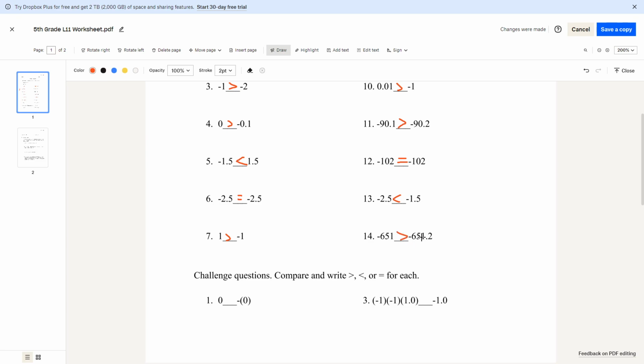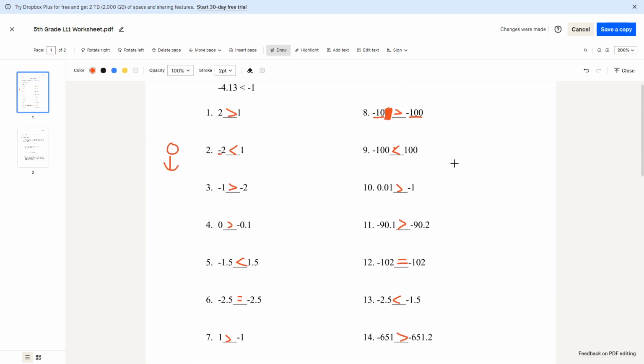Negative 651 is greater. On a number line, to depict this concept, any number to the left side of the 0 will be a negative. Any number to the right will be a positive. Numbers on the left, which are negative, are greater the closer they are to 0. And numbers on the right are greater the farther they are from 0, which means it's always going left to right on the number line.